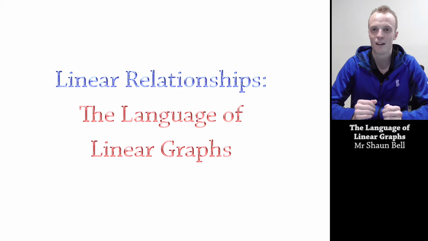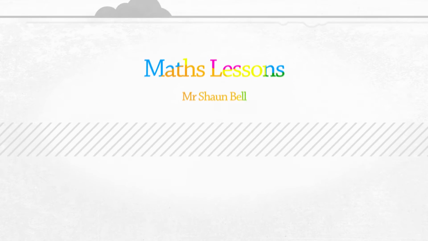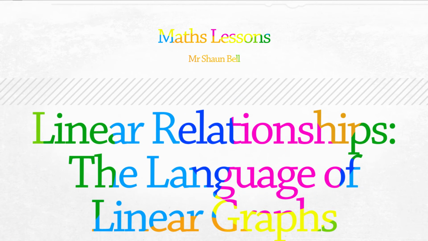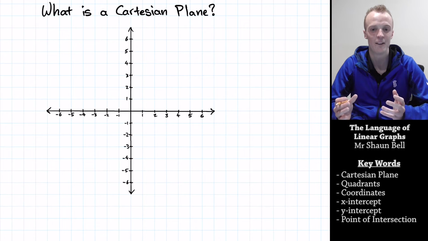So as we go through linear relationships, there's going to be some new words for us to get to know. So let's go through the language of linear graphs. Now the very first thing that we need to get to know is what's known as a Cartesian plane.